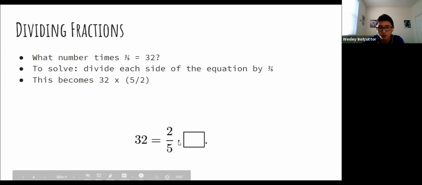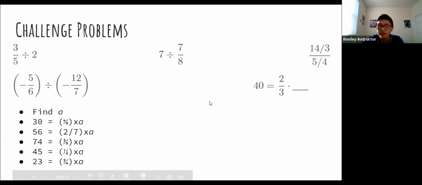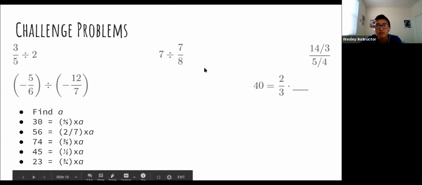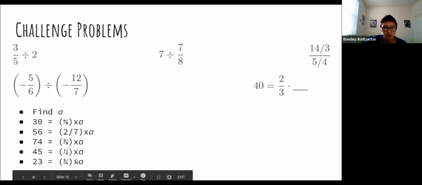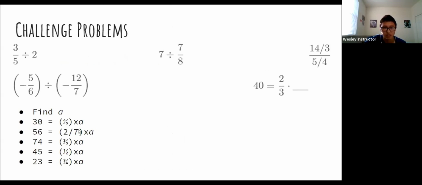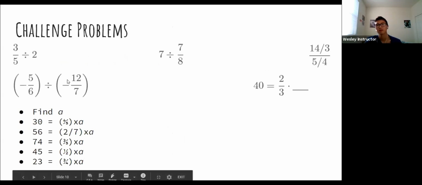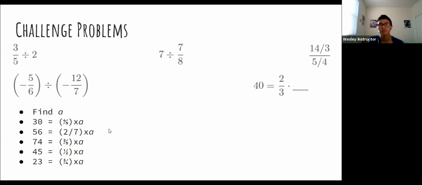So that's how you guys solve for missing terms. And here are some challenge problems for you guys. And then at the bottom here, I want you guys to find what A represents. So remember, these all have multiplication on the right side. So what you want to do is divide each side by the fraction. So that's how you solve for A. And then I think I'll give you guys a break after this.